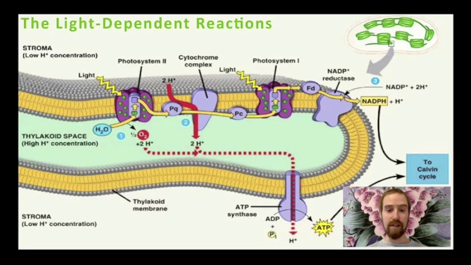On the inside of the thylakoid membrane, the area we call the thylakoid space, a high concentration of hydrogen ions has been building up. When water molecules were split at the very beginning of this process, hydrogen ions were produced and released into the thylakoid space. And while these high-energy electrons moved through the electron transport chain, additional hydrogen ions were transported into the thylakoid space as well. As a result, there is a much lower concentration of hydrogen ions in the stroma than there is in the thylakoid.